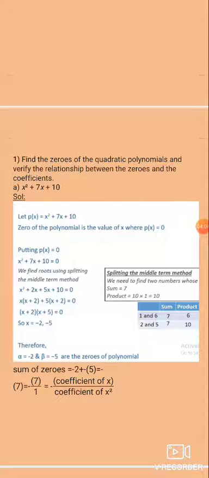Now we need to verify the relationship between the zeros and the coefficients. The sum of zeros is equal to minus 2 plus minus 5, which is equal to minus 7, which is equal to minus 7 by 1. Now we make the relationship with the coefficients. Minus 7 is the coefficient of x, and 1 is the coefficient of x square. So the sum of zeros is equal to minus coefficient of x by coefficient of x square.